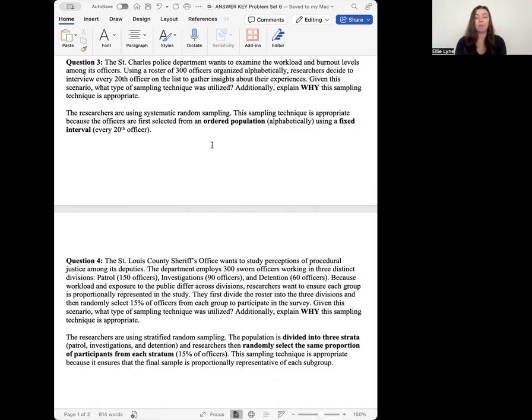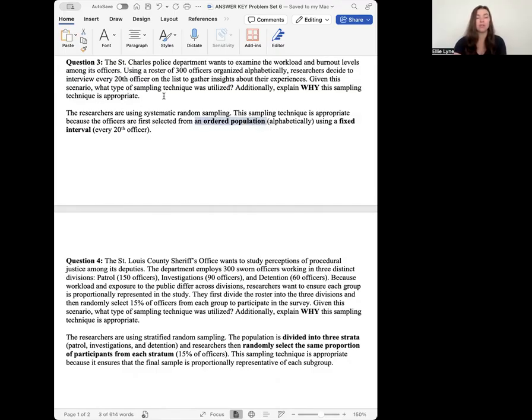Additionally, explain why this sampling technique is appropriate. And so right here, my keys, if I were to read through this on the first go, are 2 keys: organized alphabetically using a roster, and that we are interviewing every 20th officer. So let's take a look at our example prompt here below. The researchers are using systematic random sampling. And this sampling technique is appropriate because the officers are first selected from an ordered population.